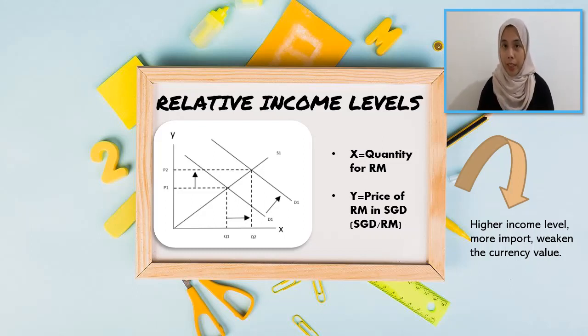For example, assume Malaysia is foreign and Singapore is home. If Malaysian income rises while Singapore income remains unchanged, the derived demand for the ringgit Malaysia will remain the same and the demand for the Singapore dollar will increase. Malaysia buys more Singapore goods or products and the ringgit falls against the Singapore dollar.